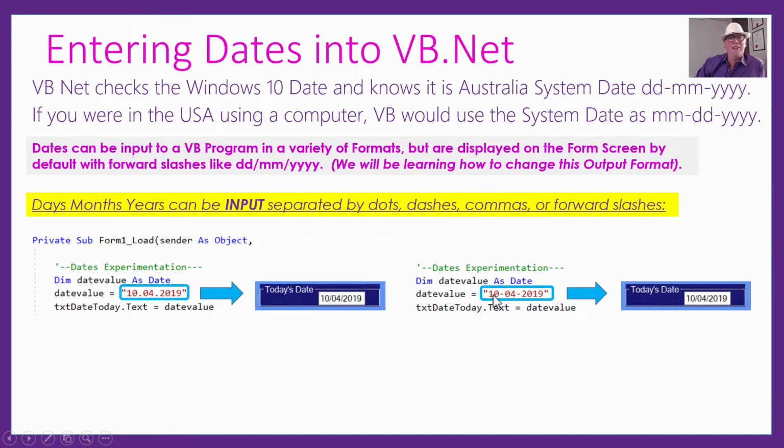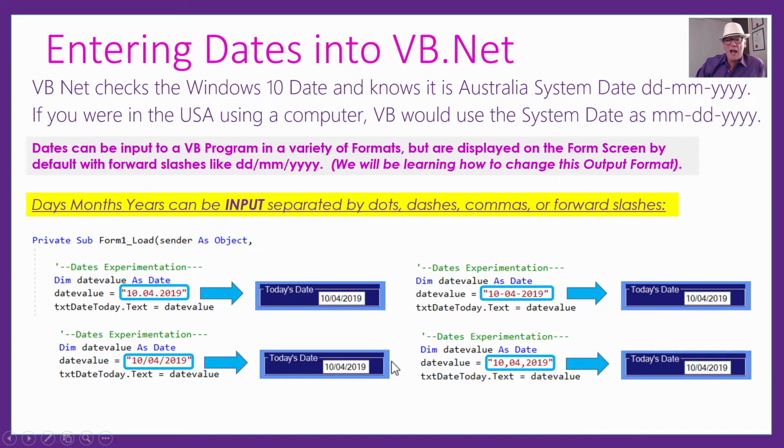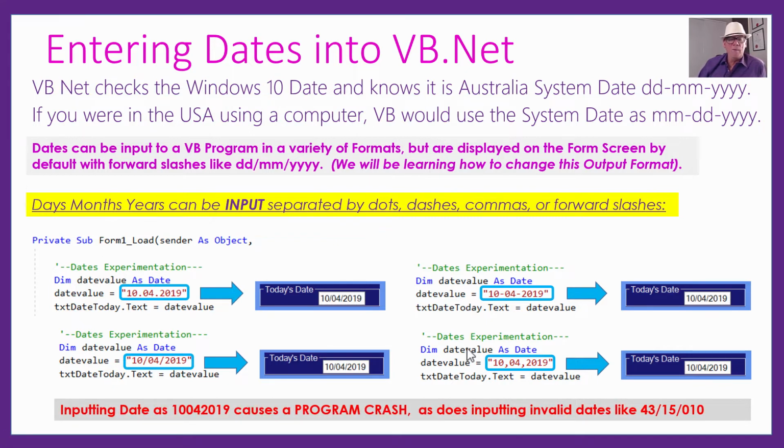Another input you could use would be like 10-04-2019. That all works okay on the form. You can also put the forward slashes, which is the default normal one, and you can also use commas in between your day, month, and year, and that will be quite acceptable as an input date, and that will turn out on your form okay as well. Now, if you don't have any kind of delimiter or border characters between the day, month, and year, like you just put in 10042019 here at the bottom, that'll just cause a program crash. It won't be valid for an input date.